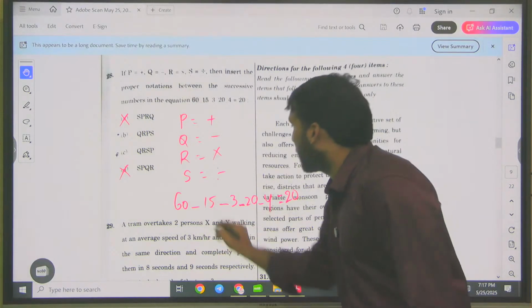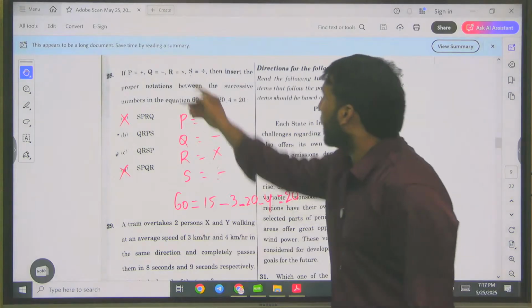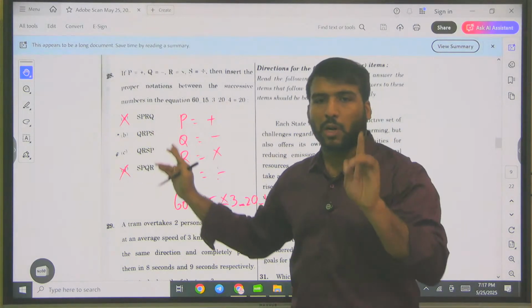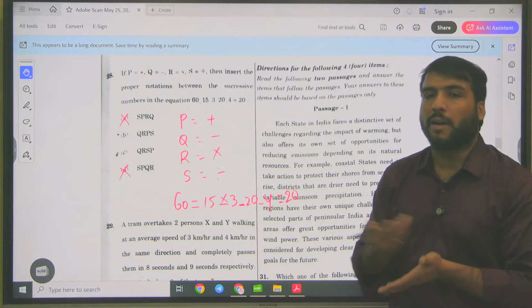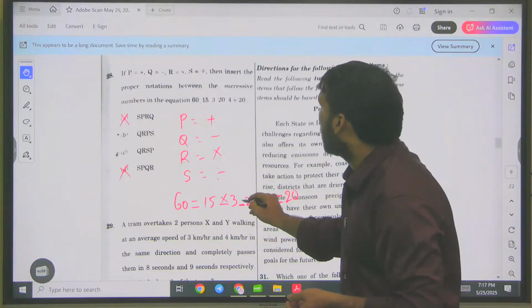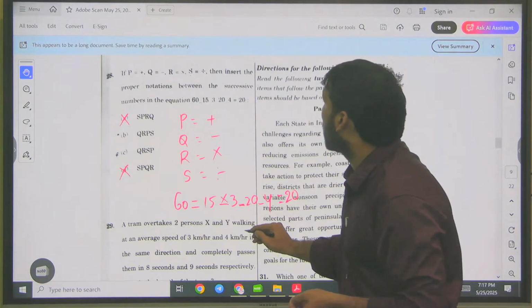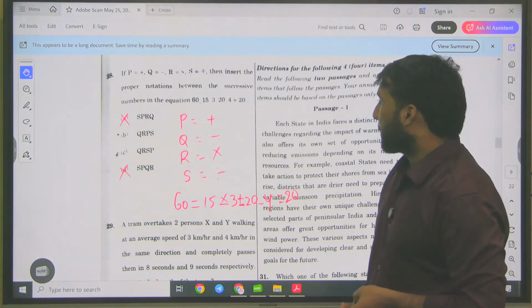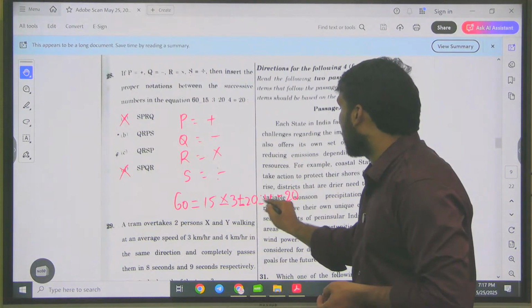Q is what? Minus. Next R. If I take R as into, I will try with one option. If I am getting my answer, that will be my answer. If I am not getting that, 100%, the remaining option will be my answer. Next 3, P. P is what? Plus. Next 20, yes, S is what? Division.